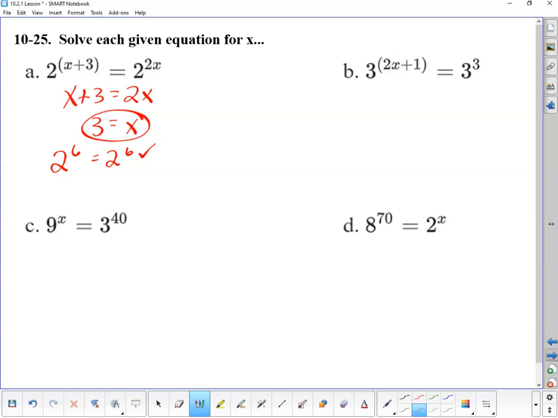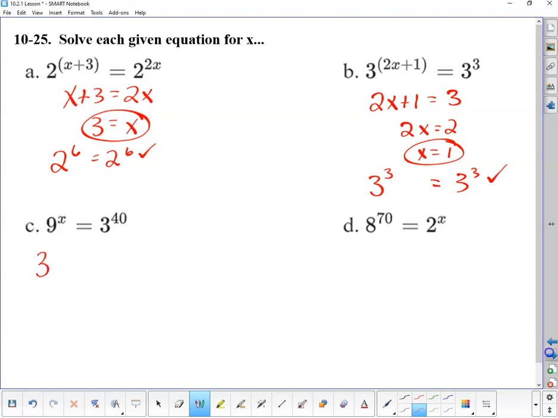So now we have 3 to the 2x plus 1 equals 3 to the 3. And since the bases are the same, we can say that 2x plus 1 is equal to 3. And then therefore 2x is equal to 2, so x is equal to 1. And we can check that by saying that 3 to the 2 times 1 is 2 plus 1 is 3. And that needs to equal 3 to the 3, and of course it does. So now we have 9 to the x. We already know that 9 is 3 squared, to the power of x is equal to 3 to the power of 40. And so this becomes 3 to the 2x is equal to 3 to the 40. And if you're already ahead of me, you know that x is equal to 20.